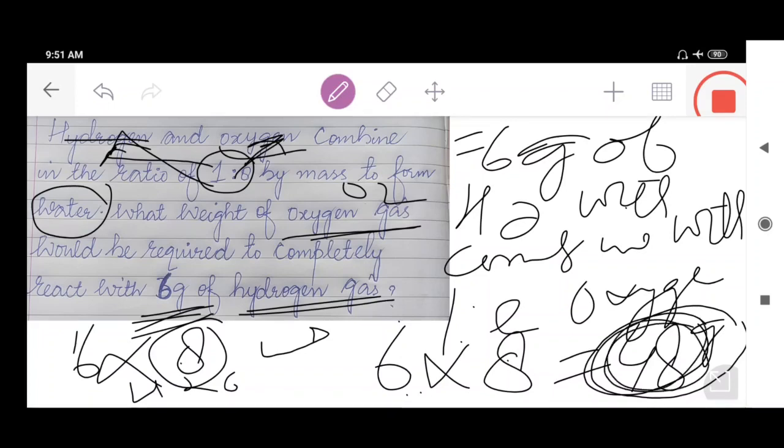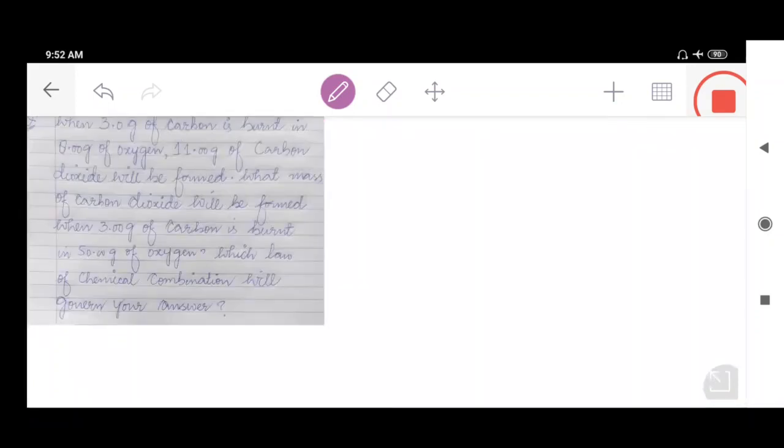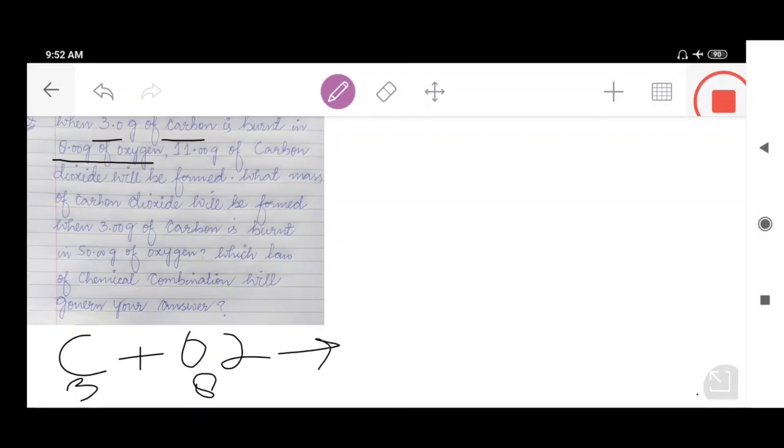So this was the first numerical. Now let's move to another numerical. So the second numerical is: when 3.0 grams of carbon is burnt in 8 grams of oxygen. That means when we burn carbon, 3 grams of carbon is burnt in the presence of 8 grams of oxygen, and here there is the formation of carbon dioxide gas, that is 11 grams.